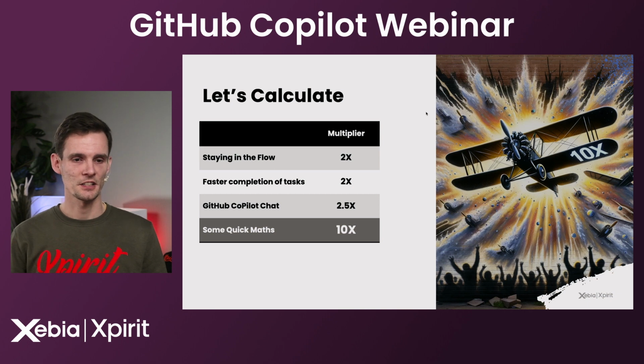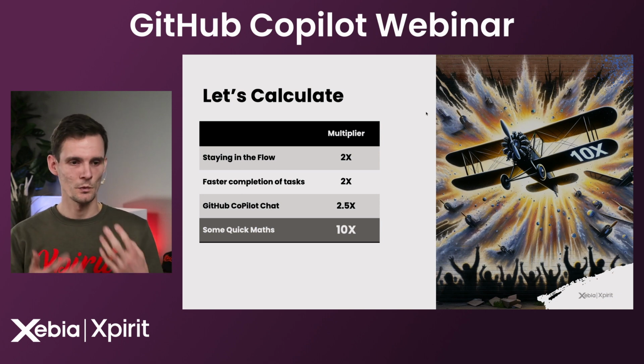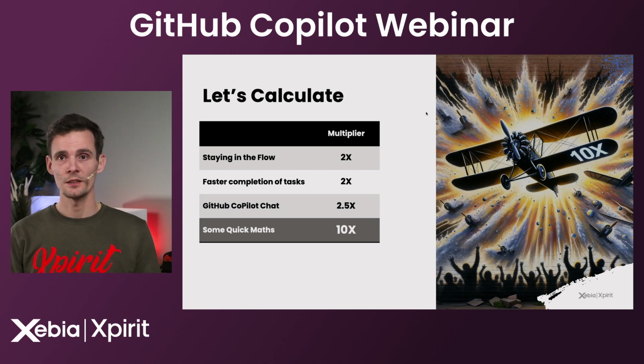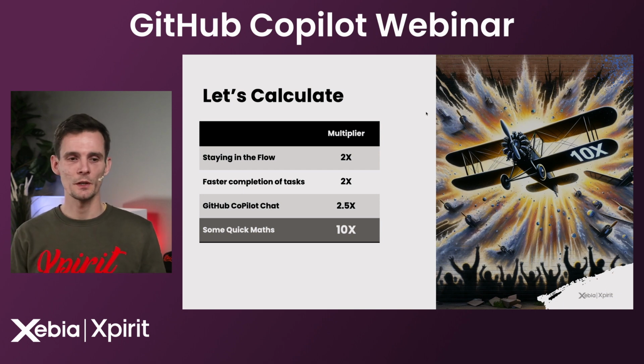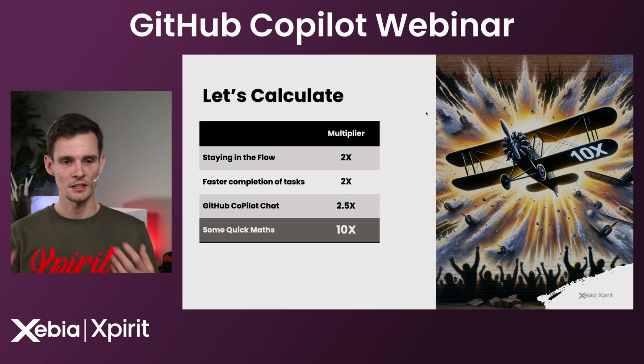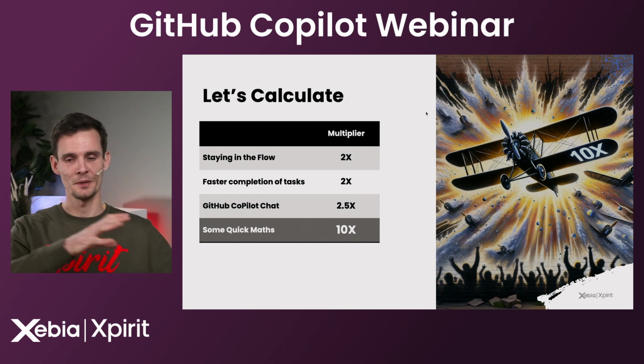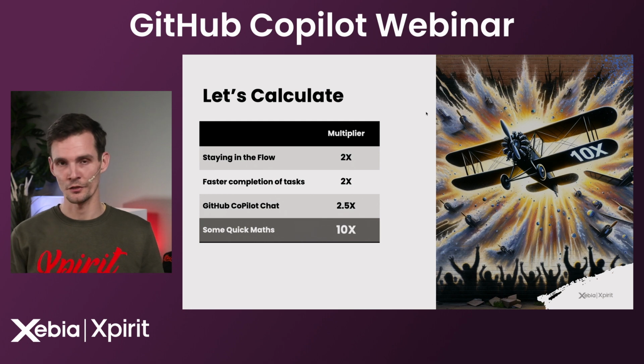So what I said, like staying in the flow for a long time, yeah, that's really a 2 times gain. Having faster completion on tedious tasks, repeating code, also times 2. Having Copilot where you can brainstorm about code, where you can find issues, can generate tests for you. Yeah, if you do some quick maths, it ends up at about 10 times. So that's referencing back to the title of my presentation.